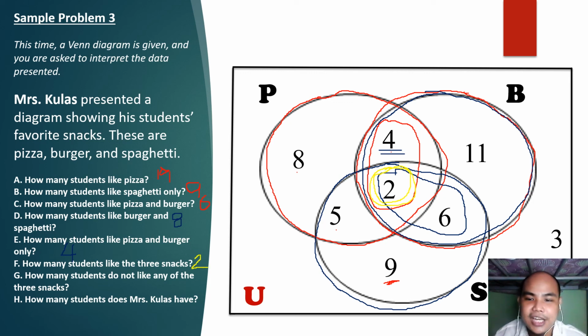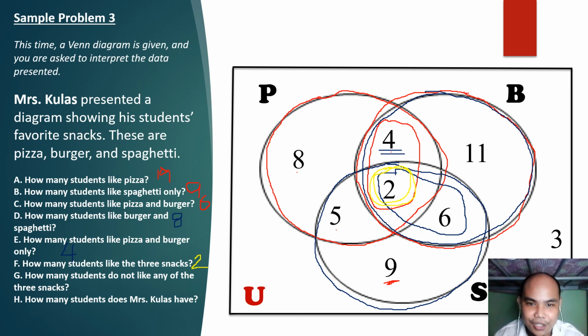Let's go to letter G. How many students do not like any of the 3 snacks? Sir, they don't like pizza, burger, or spaghetti. Of course, they can't be found in the circles. But where can we see that? Is it in the circles? No. Does not like any of the 3. So of course, it's not in the circles. So where can we find it? Outside the circle, but inside the universal set or the rectangular shape.